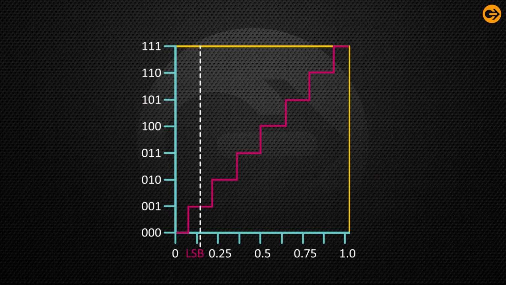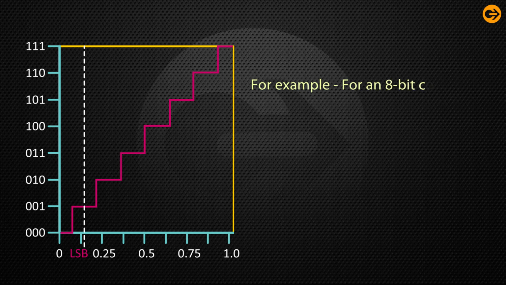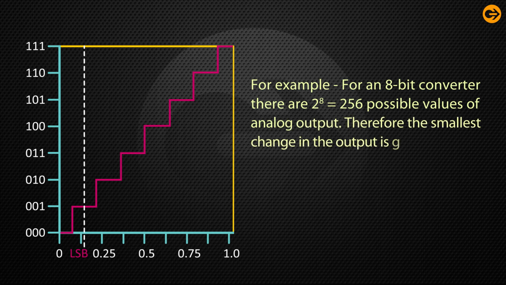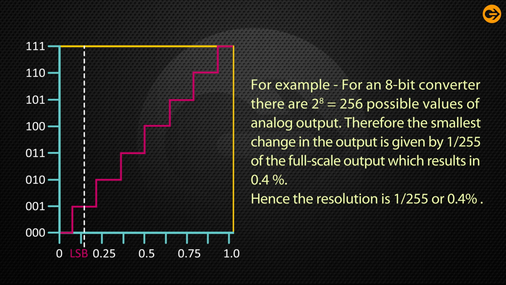Resolution. This is the smallest possible change in output voltage in the form of a fraction or percentage of the full output. For example, for an 8-bit converter, there are 2 to the power 8, which is equal to 256 possible values of analog output. Therefore, the smallest change in the output is given by 1 by 255 of the full scale output, which results in 0.4%. Hence, the resolution is 1 by 255 or 0.4%.